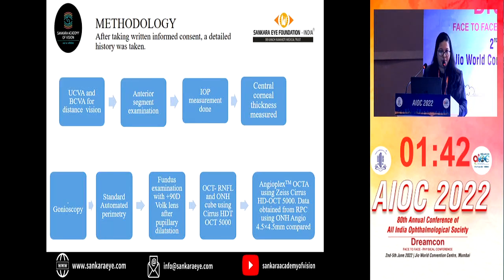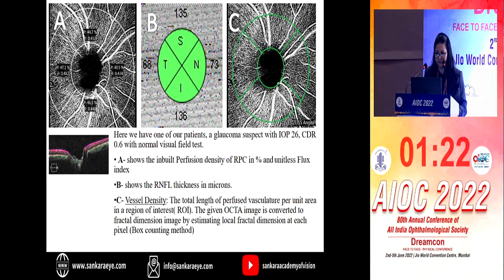After taking proper consent, a detailed history was taken and examination was done in the following way. UCVA, BCVA followed by anterior segment, IOP with GAT and CCT measurement, gonioscopy, HFA, fundus examination, then OCT RNFL and ONH, and ONH angiography using Cirrus HD OCT 5000.